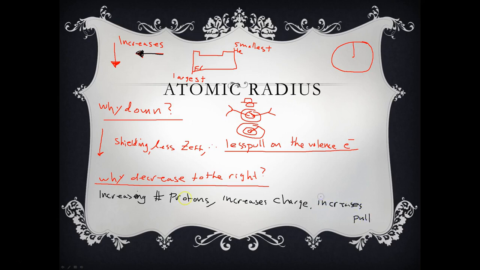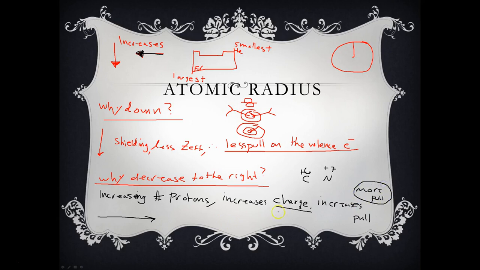So let's think about that. It decreases to the right, so it gets smaller. As you go from left to right, you have more protons in the nucleus, more charge, more pull. Now here we just call it pure charge. This is not effective charge. This is just charge, because you're literally going from carbon, which is 6 protons, to nitrogen, which has 7 protons. So you literally have more coulombs of charge. And so we're increasing that pull on those electrons, and so the atom gets smaller because there's more pull.